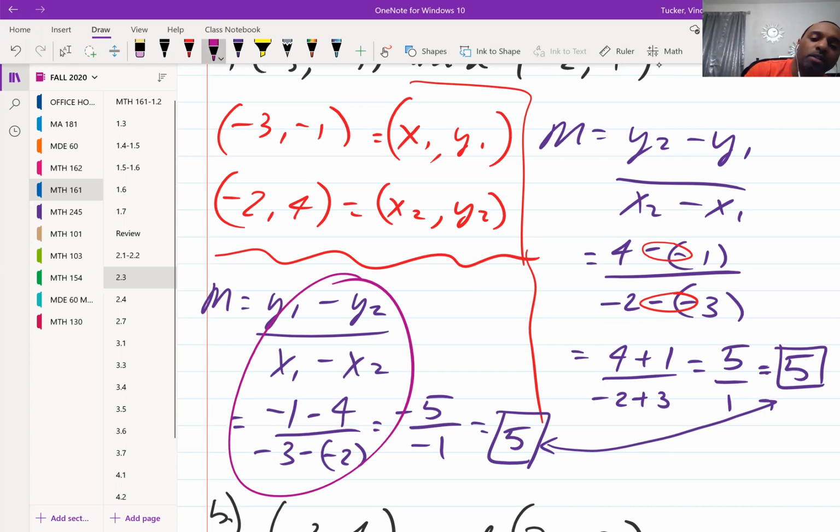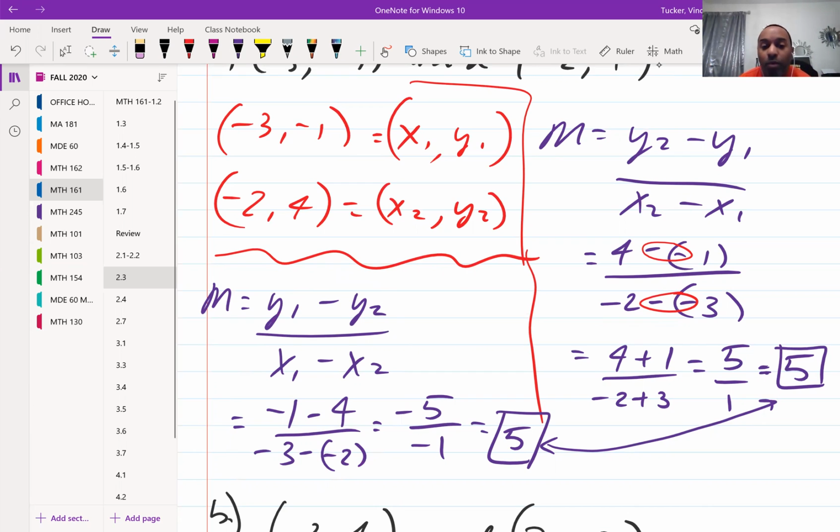Now over here, we're going to substitute in y1 first on top, then x1 first on bottom. So y1 is -1, y2 is 4, x1 is -3, and x2 is -2. So when you go ahead and simplify that, that'll be -5 over -1, which is +5. So either way you see that, you'll get +5. You just have to be consistent in the way you substitute in your values.